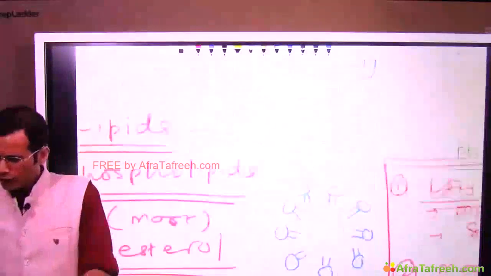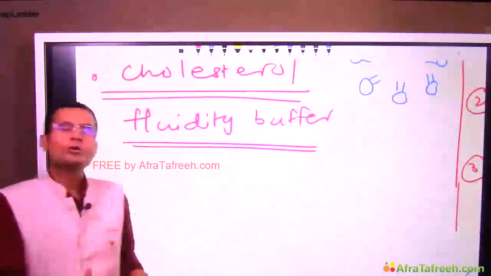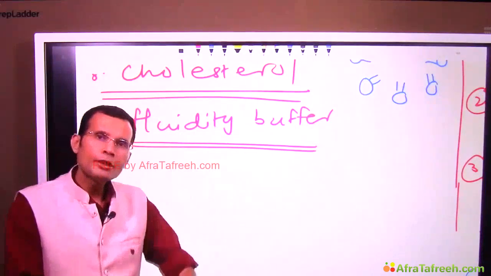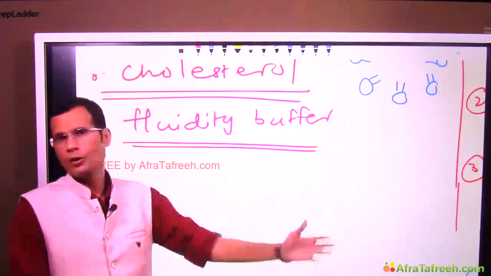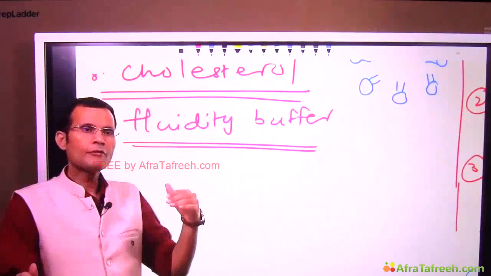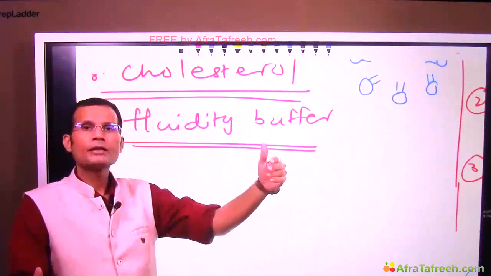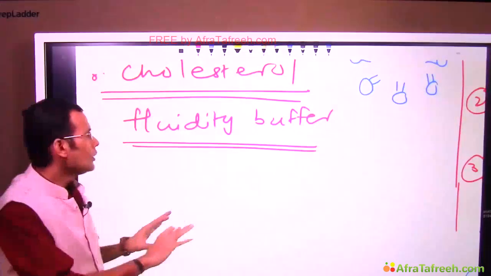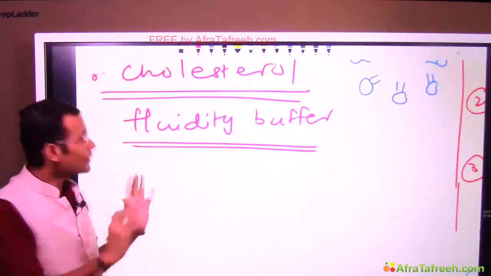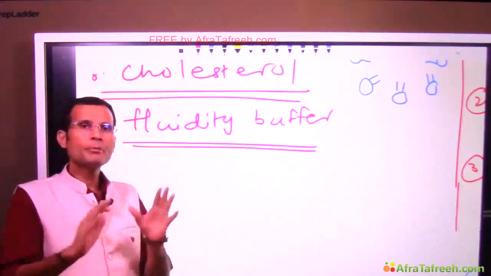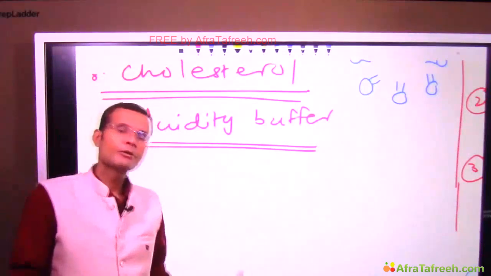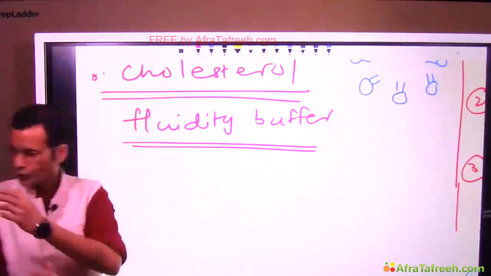So fluidity buffer means what? Cholesterol concentration will determine whether the membrane is in the fluid state or in a gel state or a solid state. So it's the cholesterol concentration. If the cholesterol concentration is higher, then there would be less fluidity in the membrane. So it's inversely proportional actually, and therefore, cholesterol is said to be the fluidity buffer. It's the cholesterol concentration that will decide whether the membrane is fluid or otherwise, I mean gel or solid state.